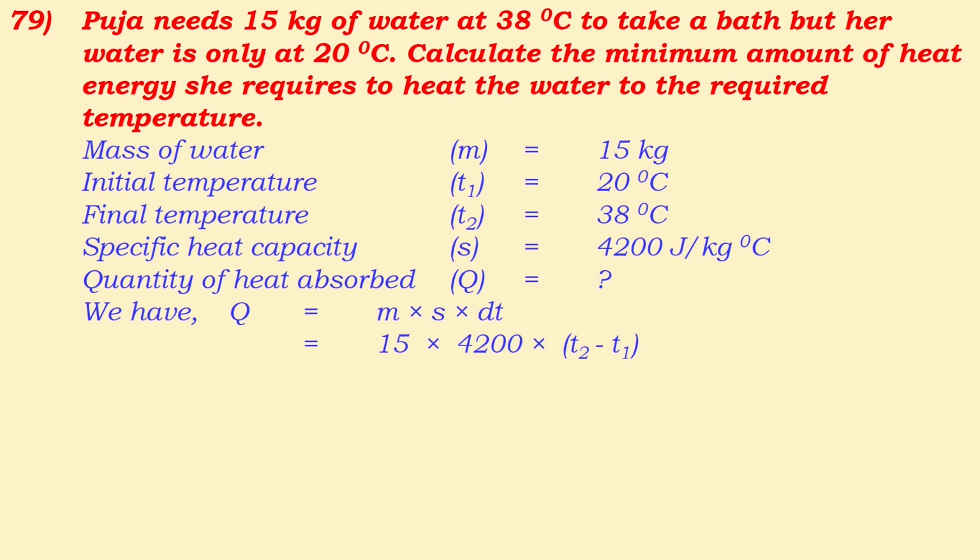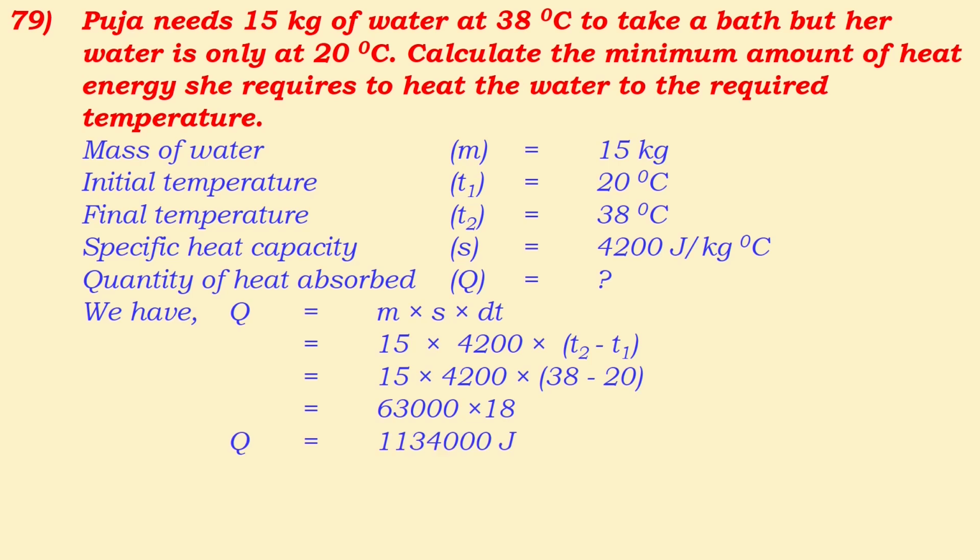In the process, we can ignore the units of the different physical quantities. It's not necessary to write them. If you feel comfortable, then you can include the units also. Otherwise, it is not a necessary part of the numerical. Okay, next. 15 into 4200 into T2 is 38, but T1 is 20. And when we multiply 15 with 4200, we'll get 63,000, and 38 minus 20 equal to 18. And if we multiply all this, then we'll have 1134000.